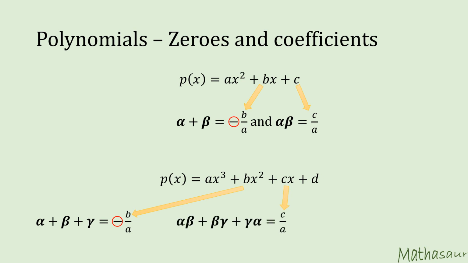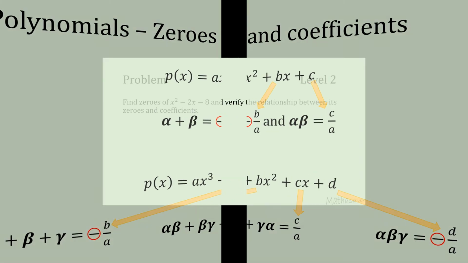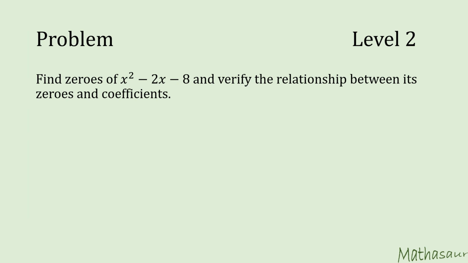It would be alpha beta plus beta gamma plus gamma alpha, or sum of product of its zeros taken two at a time. What do you think d by a is going to be? It is going to have a negative sign and will be equal to alpha times beta times gamma. Note that the negative sign appears with alternating coefficients. So b has a negative sign, c has a positive sign, and d has a negative sign. Let us look at a few problems.